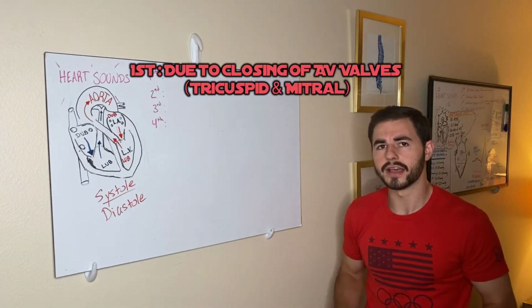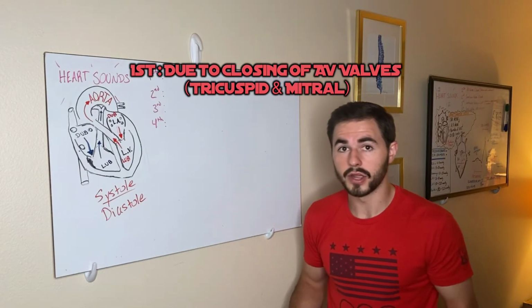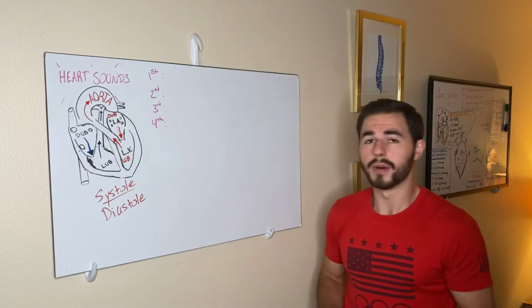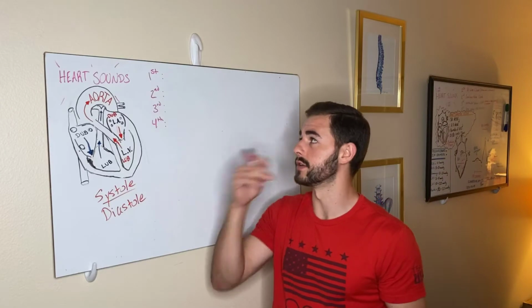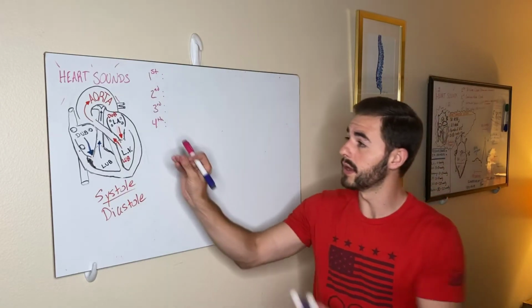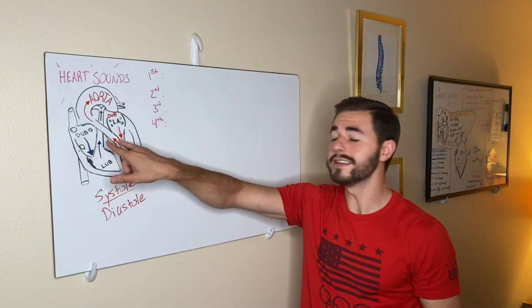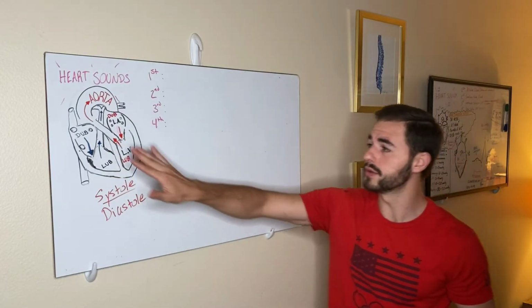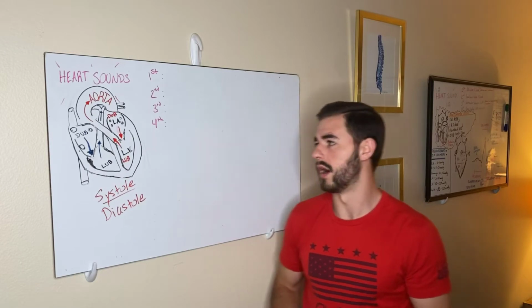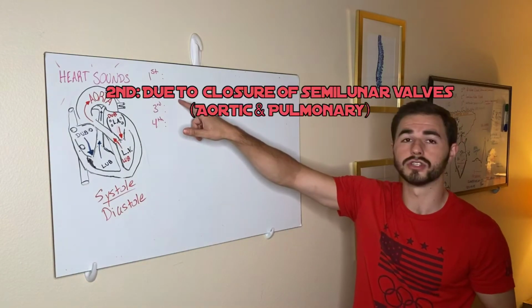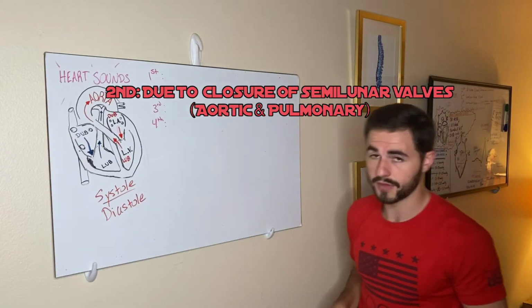So then that leads you to believe the second sound should be the closing of another valve. But what valve is going to be closing during the second heart sound? So lub, dub, as it's shooting it down through the ventricles, now these valves have to be closed. The semilunar valves are going to be closed now. So that's going to be the second heart sound due to the closure of the semilunar valves.